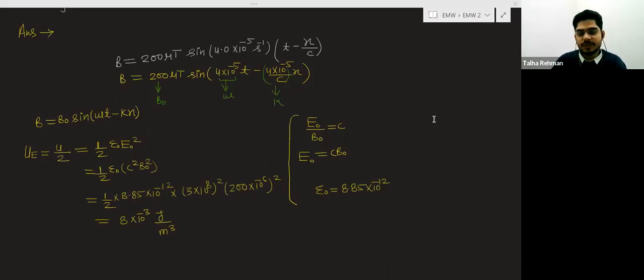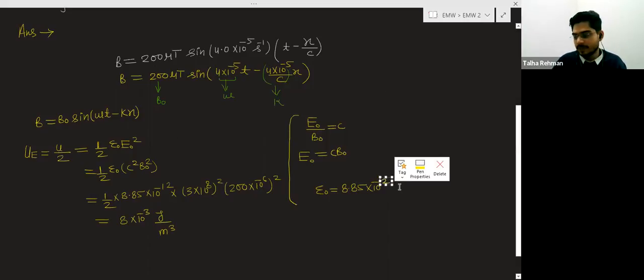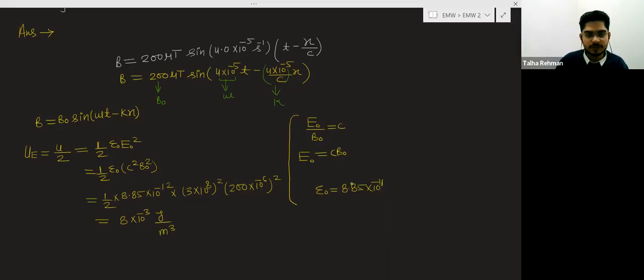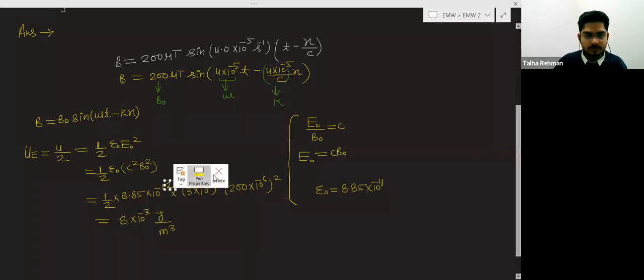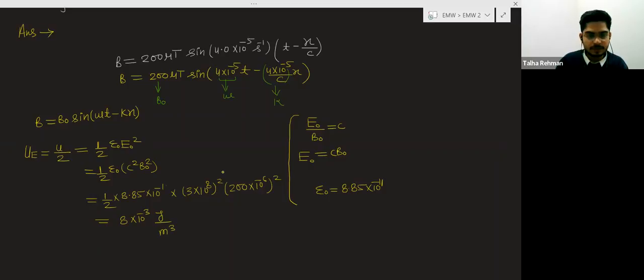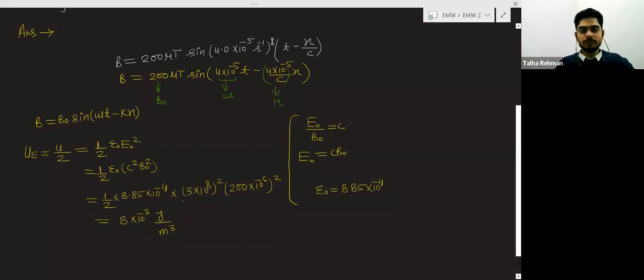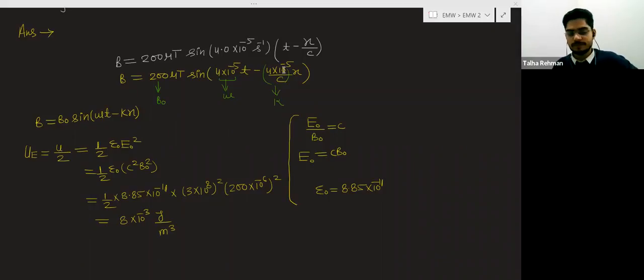Actually, this is not 10 to the power minus 12. Basically, this will be 10 to the power minus 11. Sorry, 10 to the power minus 11. Change it. The value of epsilon naught is 8.85 into 10 to the power minus 11. Okay, done. We will meet in the next class now. Okay, fine.